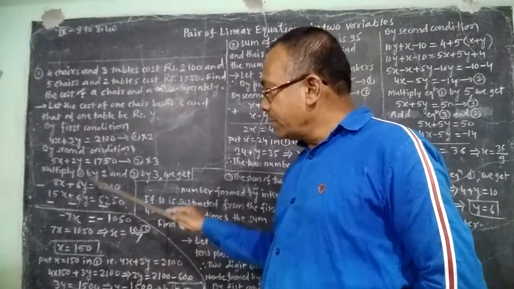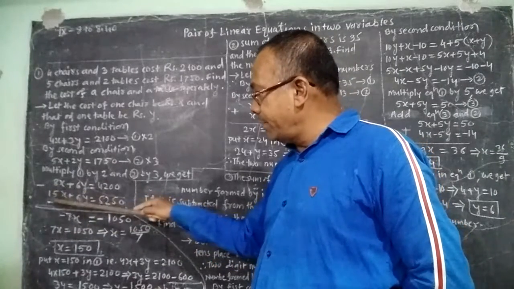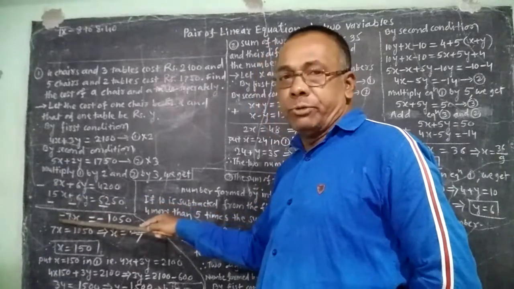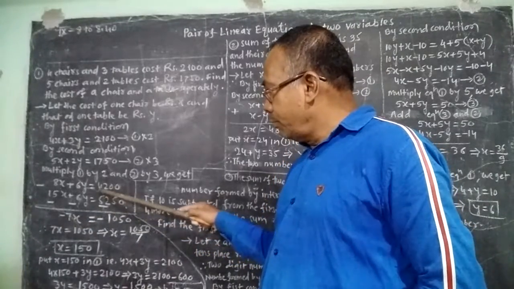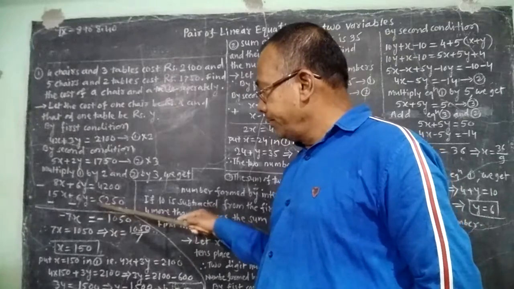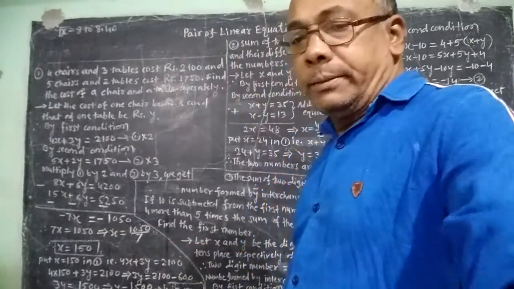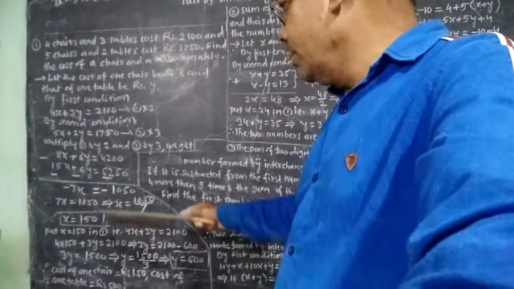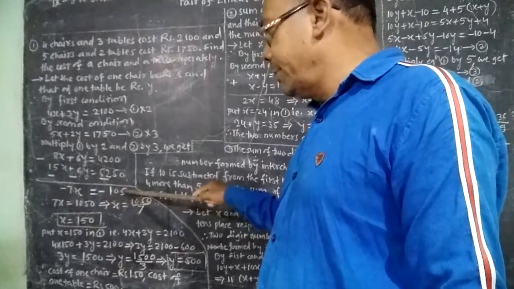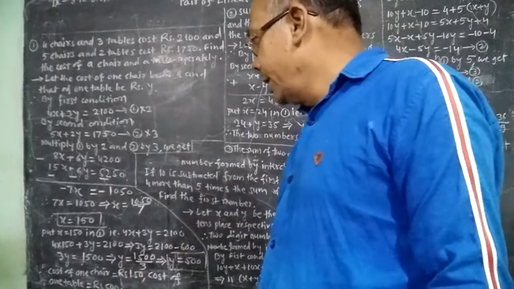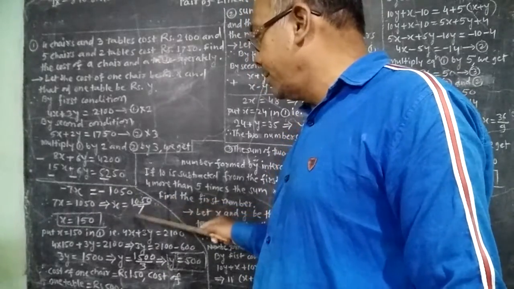And now 6y will get cancelled, then we get plus 8x and minus 15x. The subtraction will be minus 7x, and 4200 minus 5250 will be minus 1050. Now minus 7x is equal to minus 1050, we can make both signs positive, and therefore 7x is equal to 1050, that is x is equal to 1050 divided by 7.